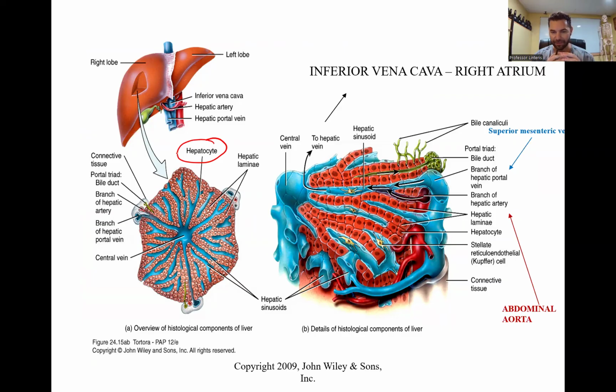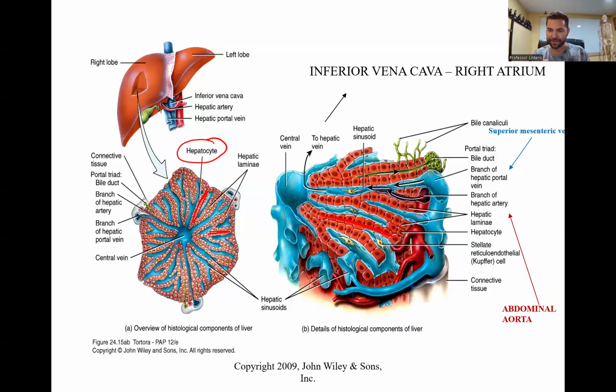Hepatocytes are liver cells. They are very busy doing lots of things from filtering to detoxifying to converting things into other things. So the hepatocyte is the cells of the liver, right? They form structures. You can see how they kind of form these lines, if you will, right? These are called cords.